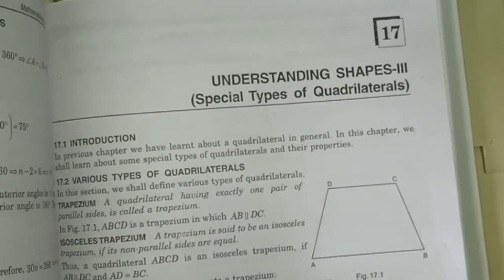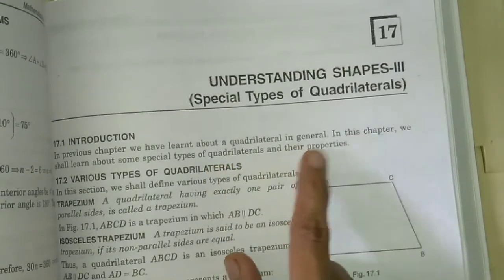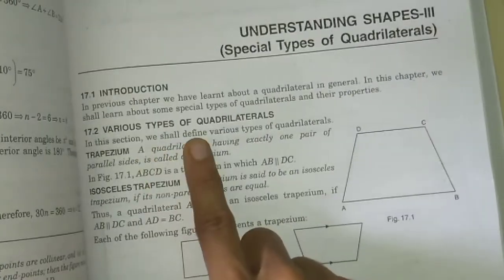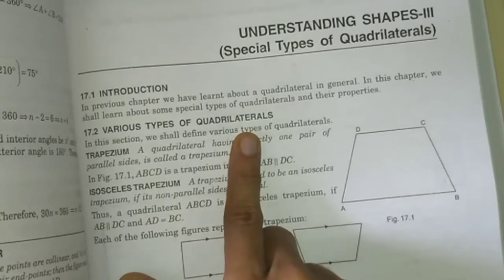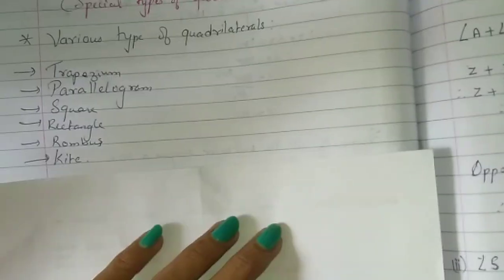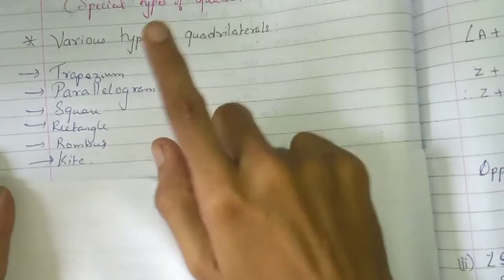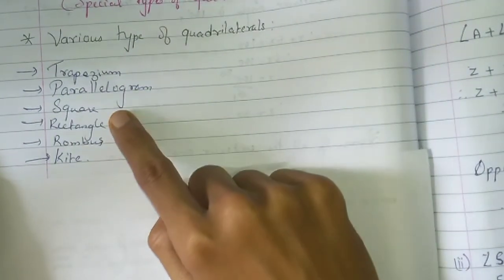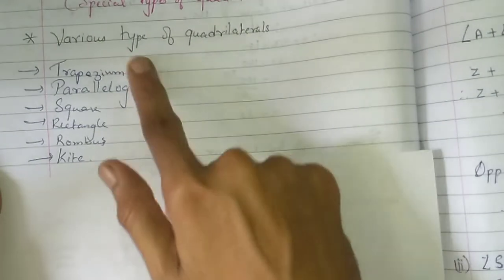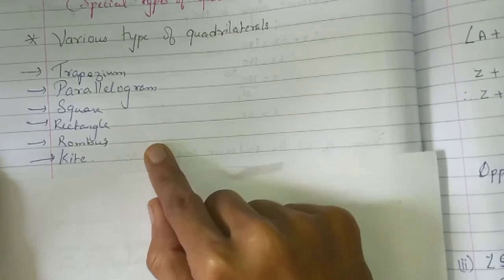Understanding Shapes 3, Special Type of Quadrilateral. In that, the first topic is various types of quadrilateral. There are so many types of quadrilateral. Let us see them: trapezium, parallelogram, square, rectangle, rhombus and kite. These are the types of quadrilateral.